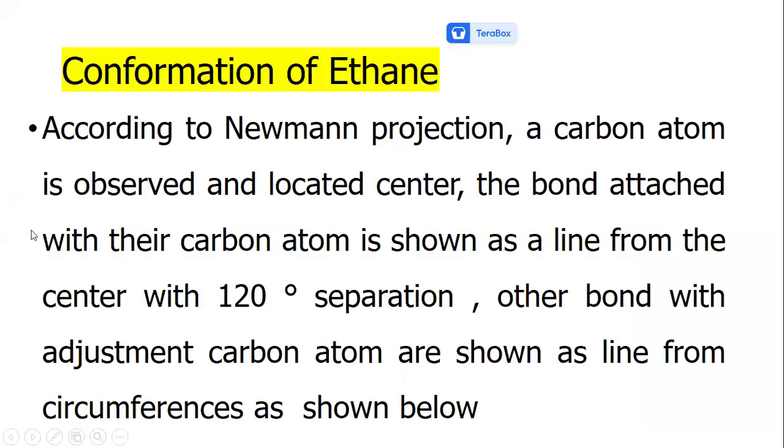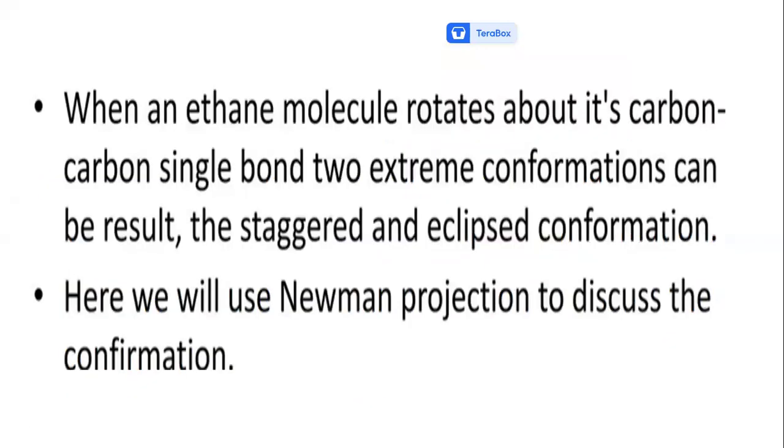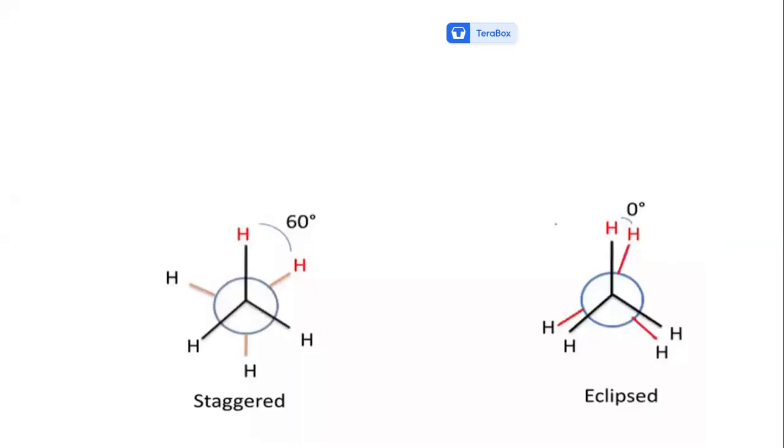Conformation of ethane according to the Newman projection: the carbon atom in front is observed and located at the center. The bonds attached to this carbon are shown as lines from the center with 120 degrees separation. Other bonds, from the adjacent carbon atom, are shown as lines from the circumference as shown below. When an ethane molecule rotates about its carbon-carbon single bond, two extreme conformations can be resolved, the staggered and eclipsed conformations. We will use the Newman projection to discuss them.